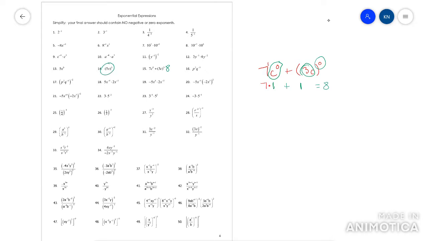So if you see something like this, it's grouped to the power of 0. That means the whole thing is 1. I hope that made sense. Okay, let's keep moving.